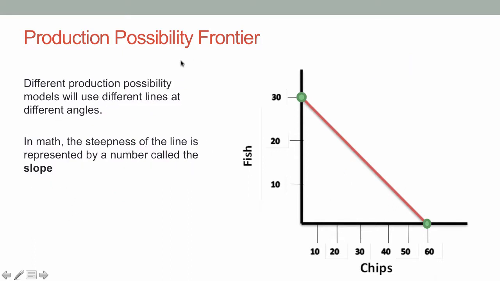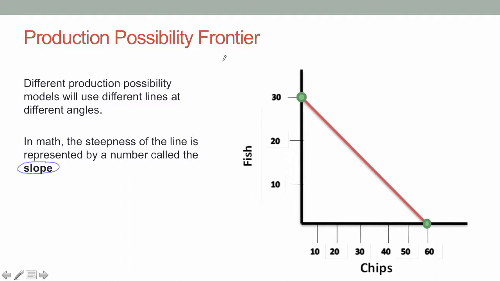So there we go, the production possibility frontier. Fish and chips is a little bit silly, but it gives you an idea of 2 goods and how we can think about what we want to do and make business decisions this way. Now, if we apply this to math classes that you've taken before, you've probably already encountered the idea of slope and slope related to graphs of lines. In math, the steepness of this line is described by the slope.